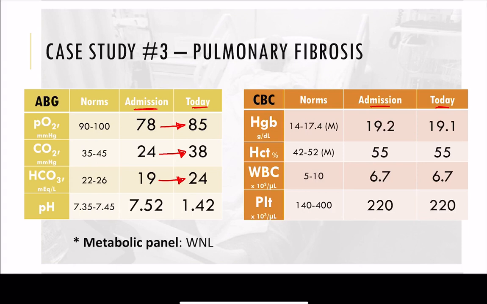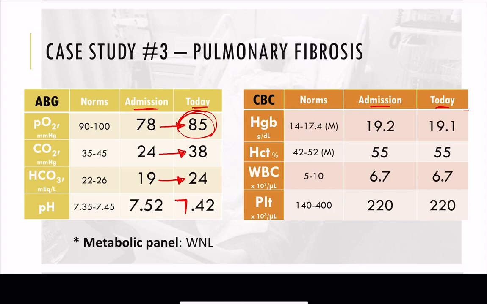Oops, this is a typo. Is that in your notes too? This is supposed to be 7.42, his pH. 1.42 is not even a thing. Okay, so obviously the oxygen has helped somewhat, although this is still problematic, right? 85 is still really low.